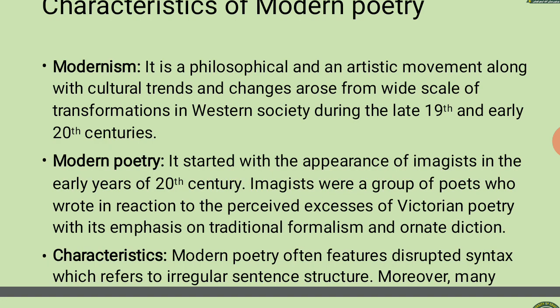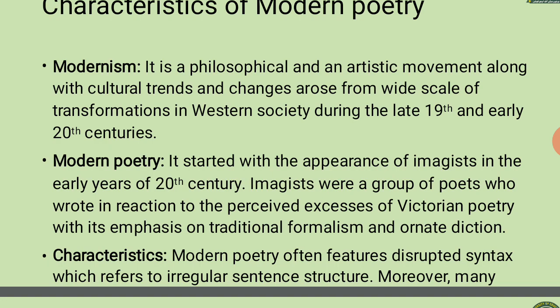And we will also see that the conceptions that had already been used by the Victorian poetry have been denied. Those conceptions have been abrogated by the modern poets, by the modern writers as well. So that is why modern poetry is a reaction against Victorian poetry.